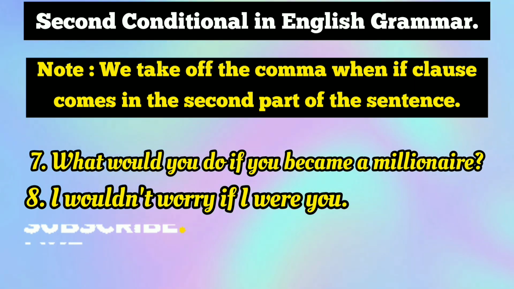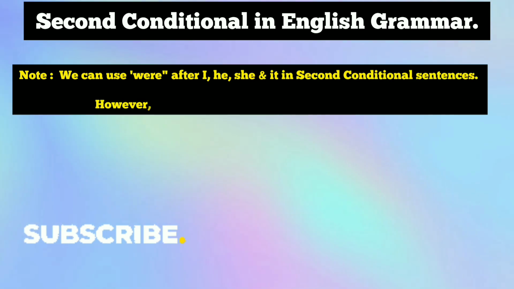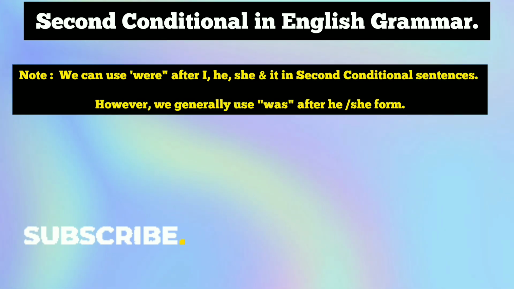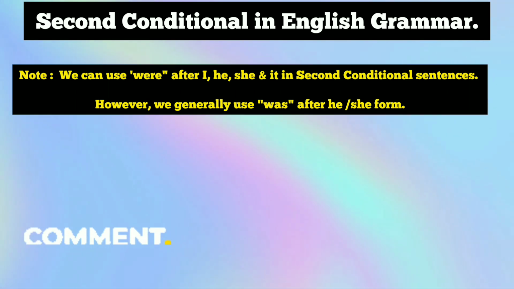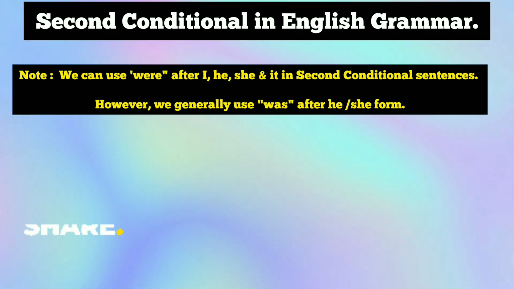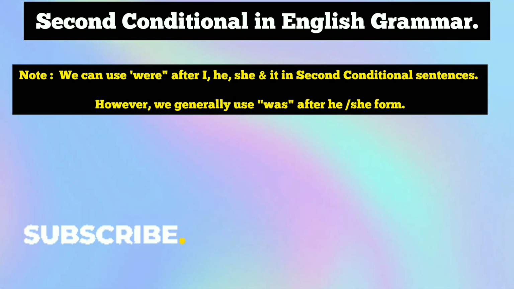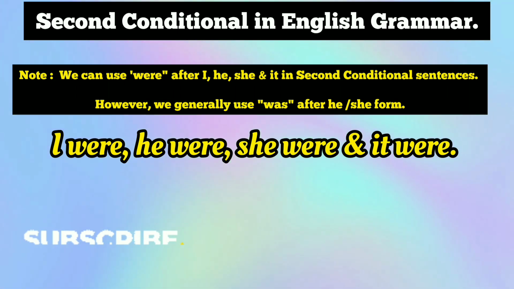At last, let me give you another important piece of information. As you see, you need to note that we can use were after I, he, she and it in second conditional sentences. So you must be wondering how it is possible, but that's the rule. You can use were after I, after he, after she and after it also in case of second conditional sentences. We normally don't use were after singular, but in case of second conditional, this is one exception. It is used. You can say I were, he were, she were.